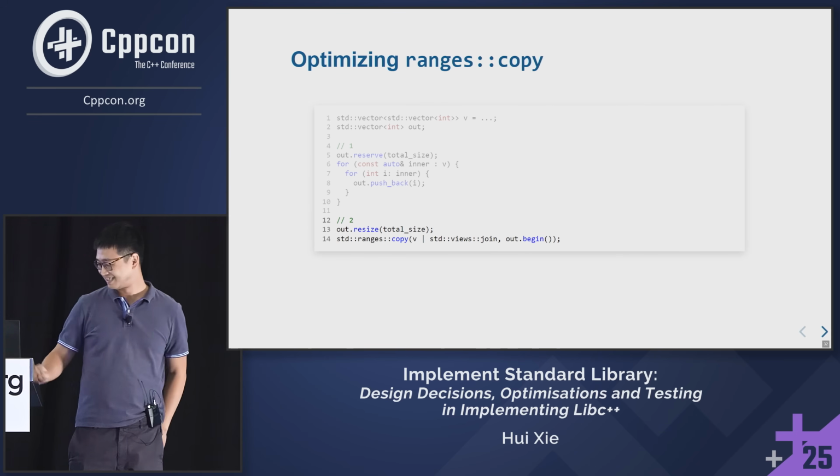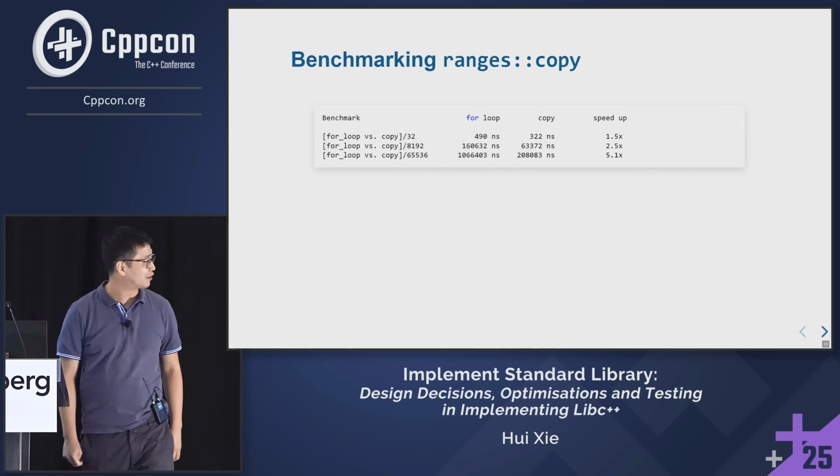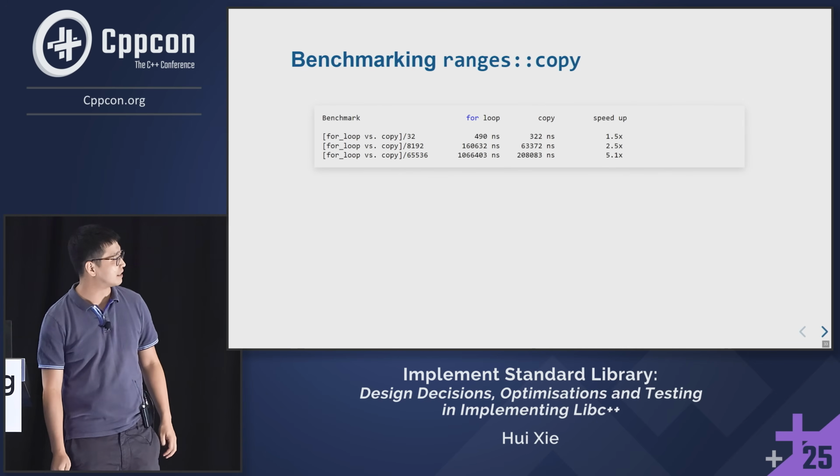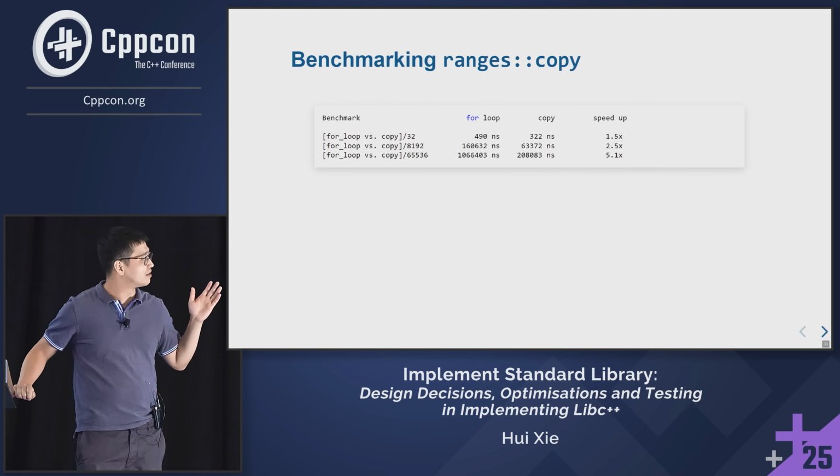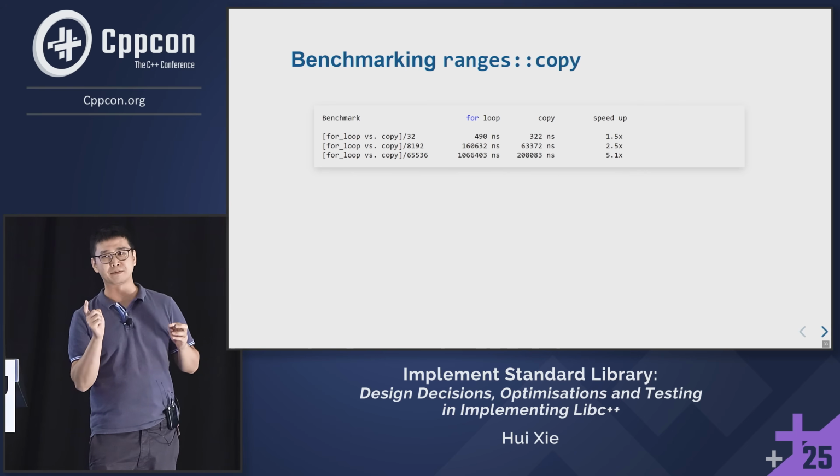Right, yes. So this is the benchmark. You can see the ranges copy is still 50% to 5 times faster, even though the for loop version should already be vectorized.